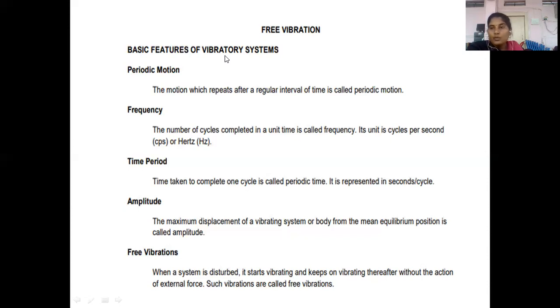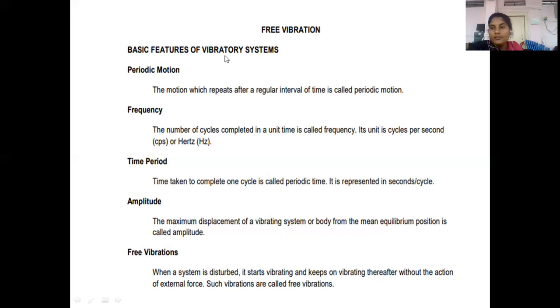Next one is the amplitude. So what is the amplitude? Amplitude is one of the displacements, but that is the maximum displacement. Maximum displacement of a vibrating system or a body from the mean equilibrium position is called the amplitude. Okay. So amplitude is nothing but the maximum displacement of a vibrating system or body from the mean equilibrium position.